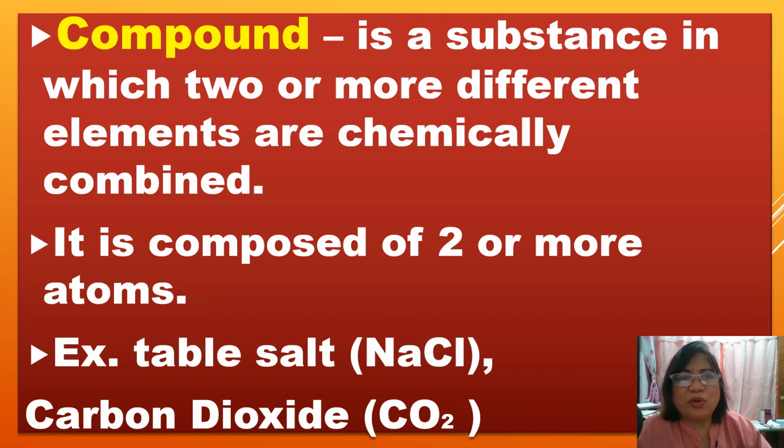Now let's go to compounds. A compound is a substance in which two or more elements are chemically combined. It is composed of two or more atoms. Examples: table salt, NaCl, and carbon dioxide, CO2.